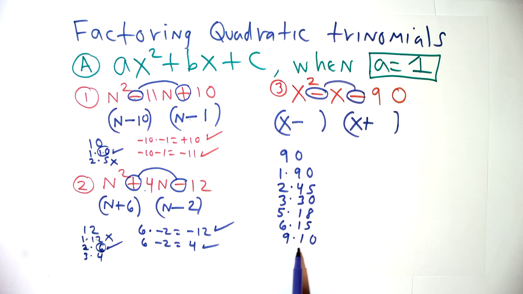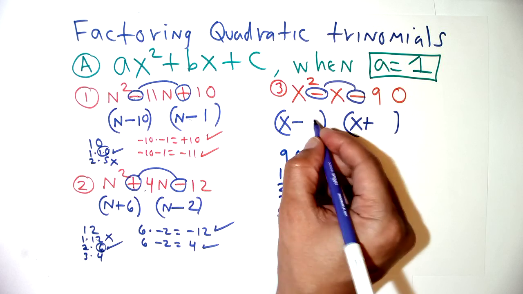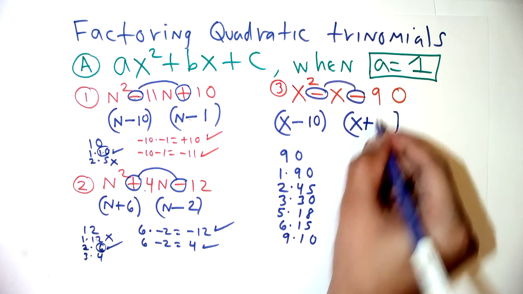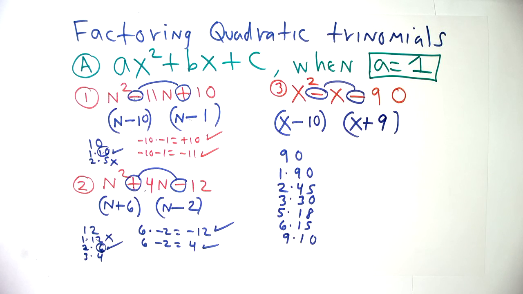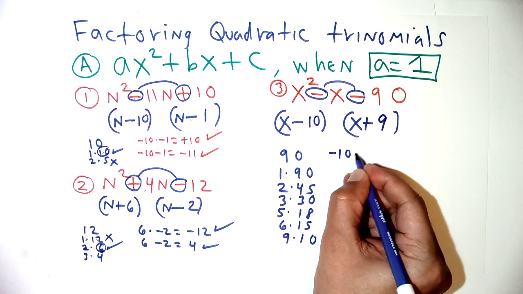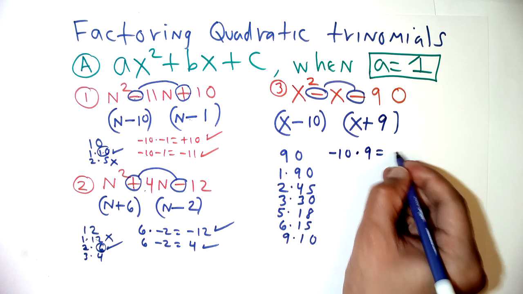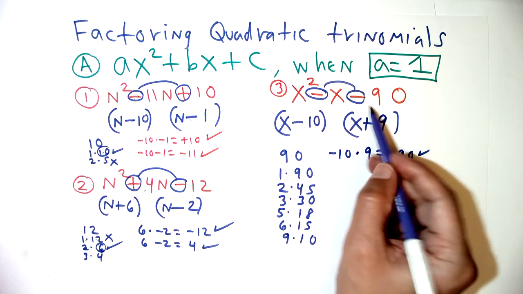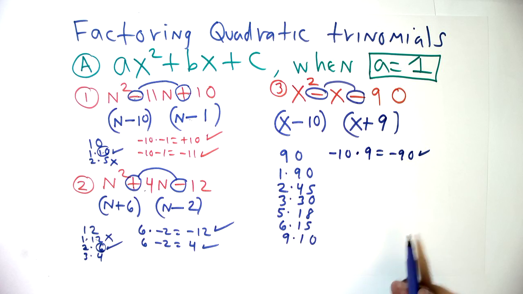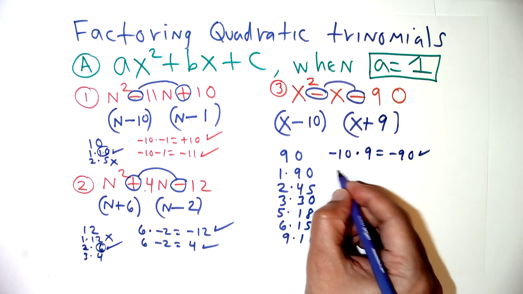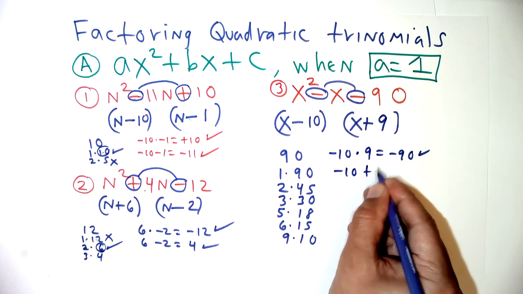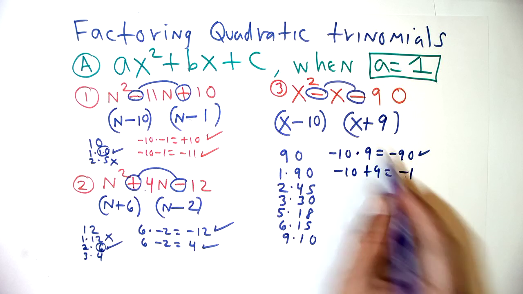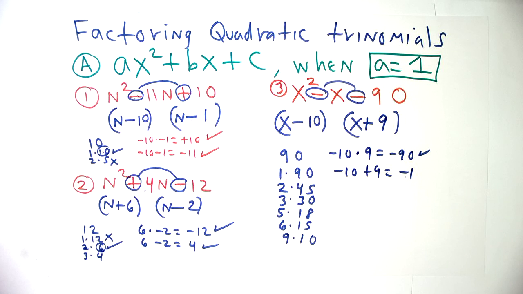But after you do that, which one of these two numbers goes first? The 10 and then the 9. And like always, let's check to see if this is correct here. So you have negative 10 times 9 equals negative 90, which is the constant here. And now you just combine them. Negative 10 plus 9 is negative 1, the number that you're looking for here.